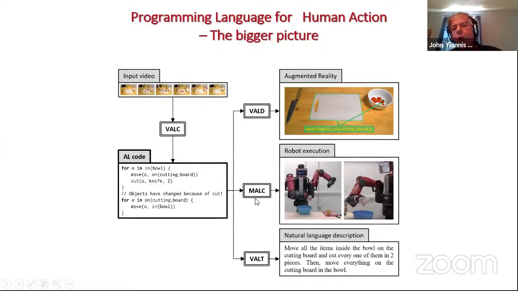Now, the MALC is the Motor Action Language Compiler. And basically, what you want is you want to write programs for any robot. So writing those programs, you must have now a compiler that will take that program and basically make it a program for your particular robot. And the VALT is the translator, where basically you take video, you translate it to language, and you do that through the intermediate step of the action language program. Okay, thank you.